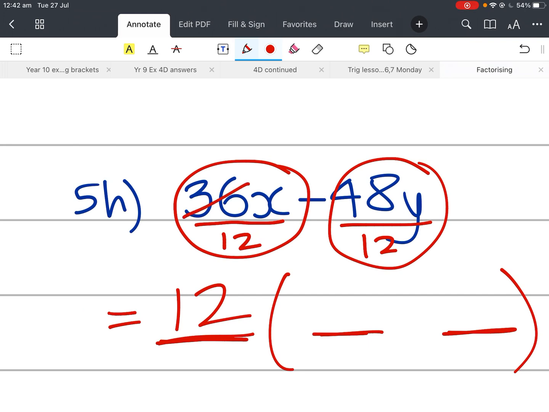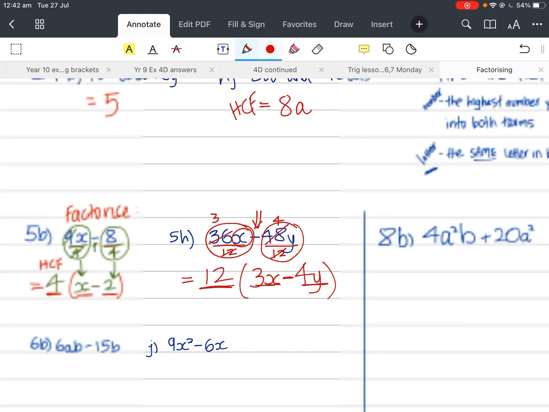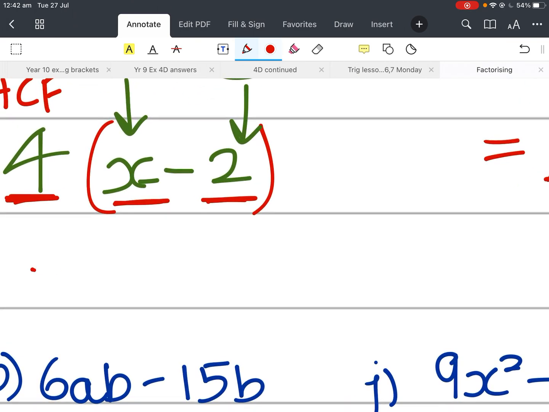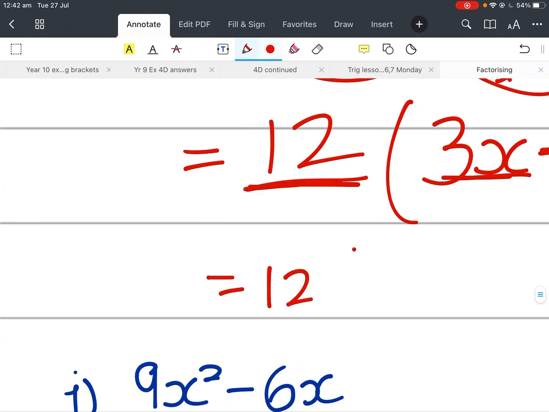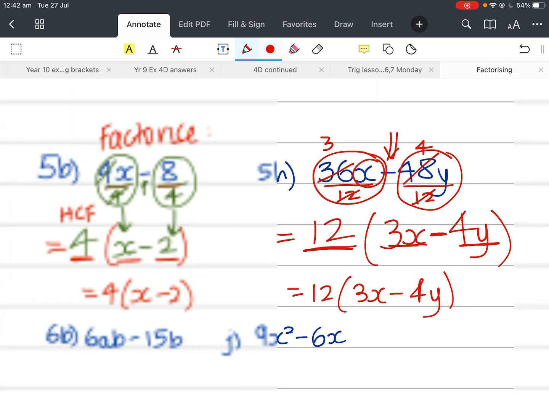Now, how many 12s in 36? Hopefully you said 3. So I'm going to put a 3 on the inside of the brackets. Don't forget the letter x. Okay? And now I'm going to do 48 divided by 12. Hopefully you know 4 12s are 48. And 12 goes into 48 4 times, and I'm left with a y. Now, don't forget the sign that's in the middle needs to be written down in between those 2 terms. So there's my answer. I'll write them out so it's nice and neat. 4 brackets x minus 2 is my answer there. And 12 brackets 3x minus 4y is my answer there.